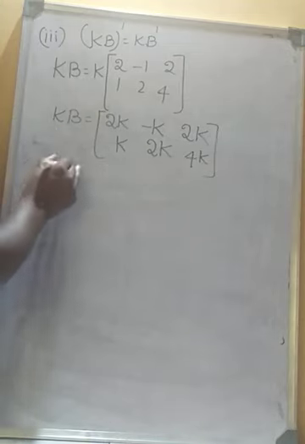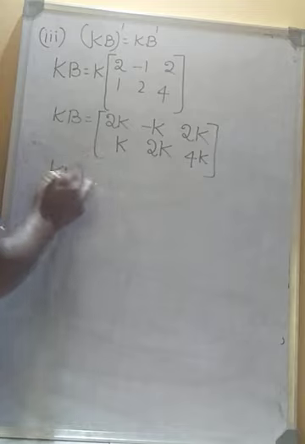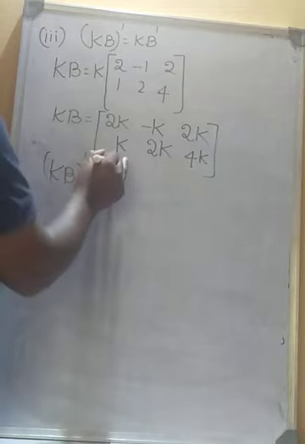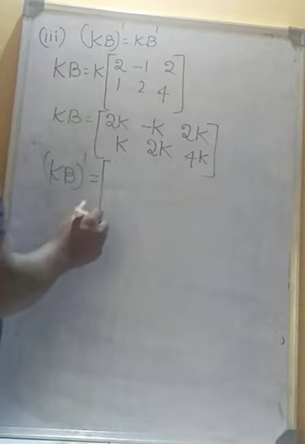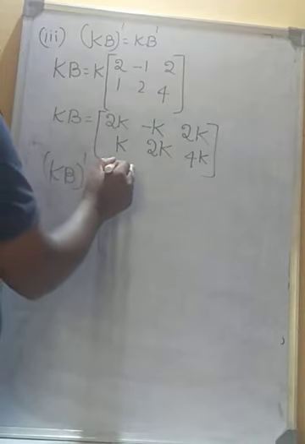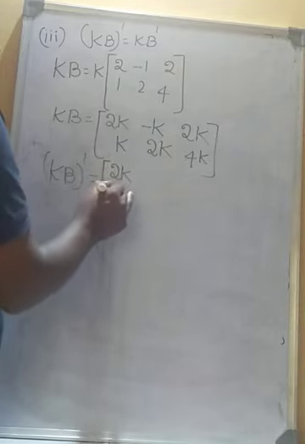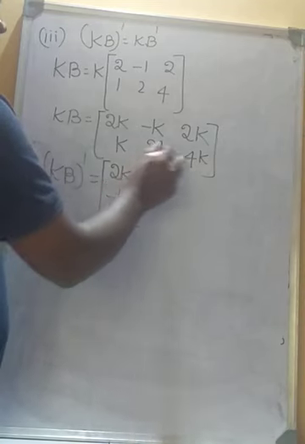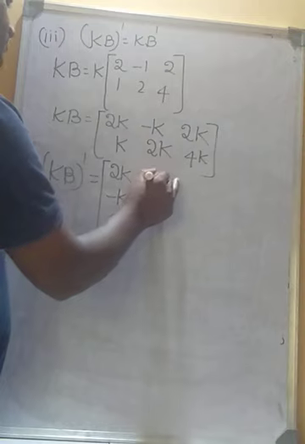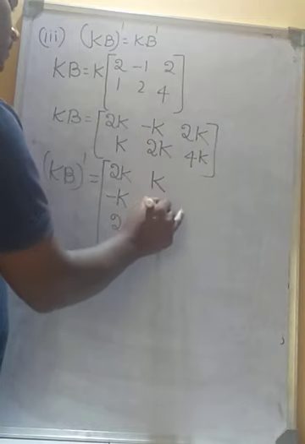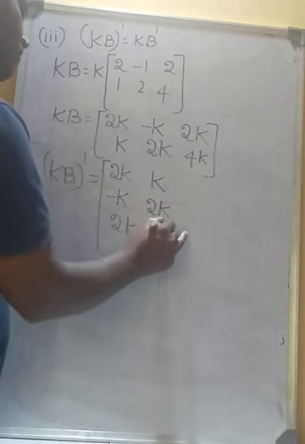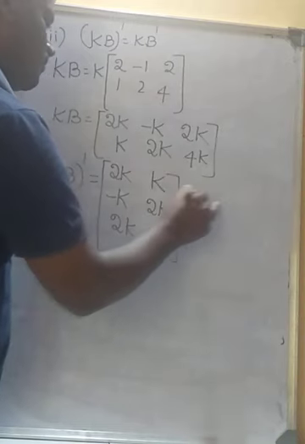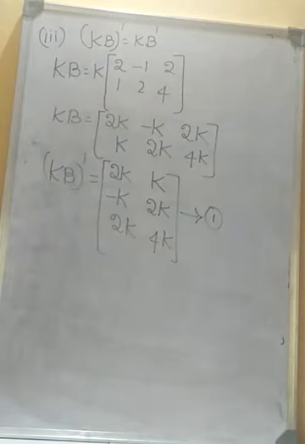So KB. So now write transpose of matrix KB, KB dash. So write in first row elements, write in first column 2K minus K 2K. Second row elements, write in second column K 2K 4K. So call it as equation number 1, KB whole dash.